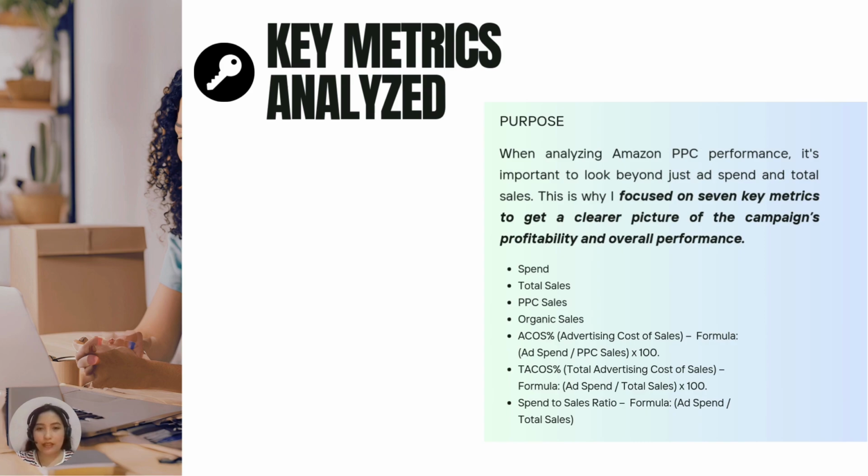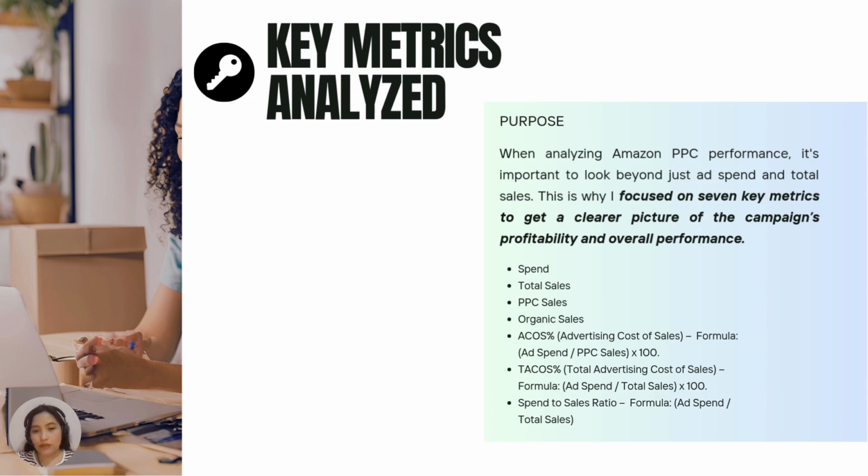Now, key metrics analyzed. When analyzing Amazon PPC performance, I focused on 7 key metrics. One is spend, that is the total ad spend over 60 days. Total sales, which is the revenue for both organic and paid traffic. Next is PPC sales versus organic sales. This is to measure the reliance on ads. ACoS percentage, or the ad spend divided by PPC sales.